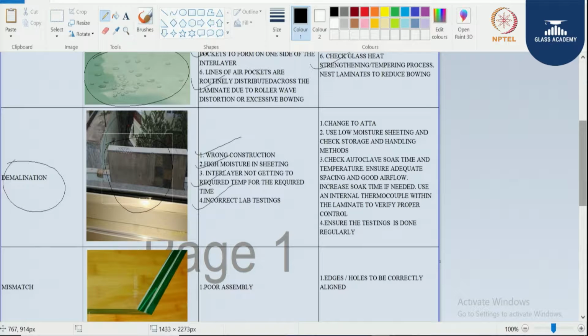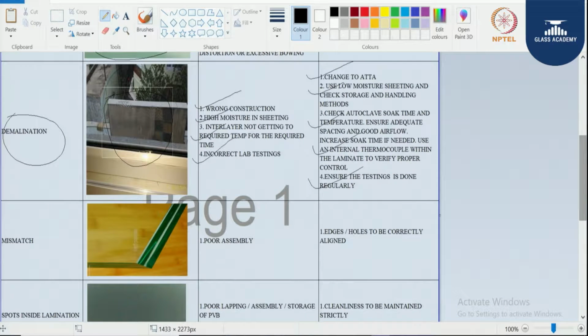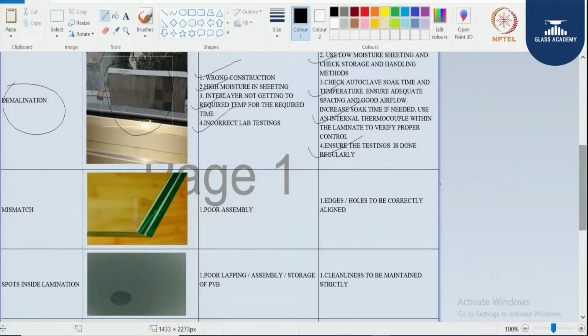We can overcome these issues by changing to glass combinations like air side, tin side, air side. Use low moisture sheeting and check storage and handling methods. Check autoclave soak time and temperature. Ensure adequate spacing and good airflow. Increase soak time if needed. Use an internal thermocouple within the laminate to verify proper control. Ensure the testing is done regularly. Through the lamination test, bake test or boil test, we should ensure that the process parameters are always maintained.